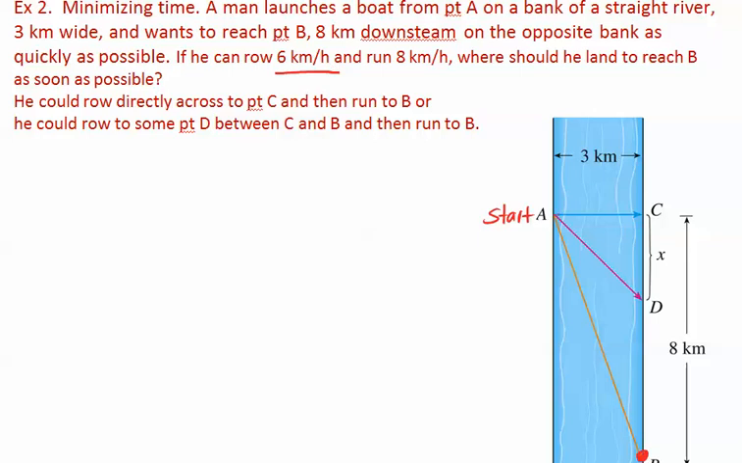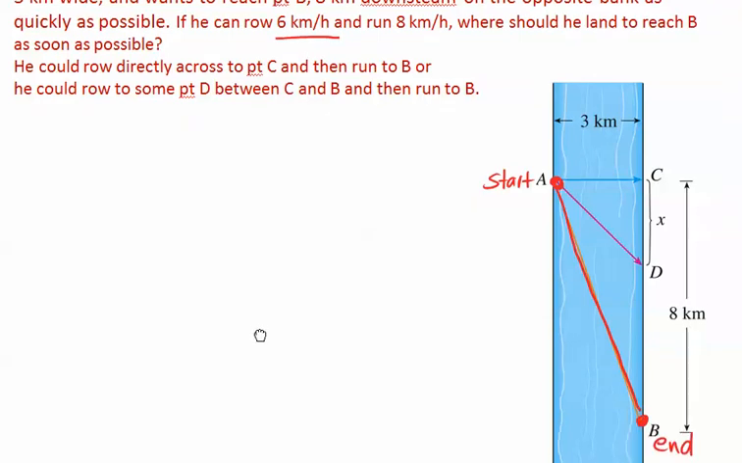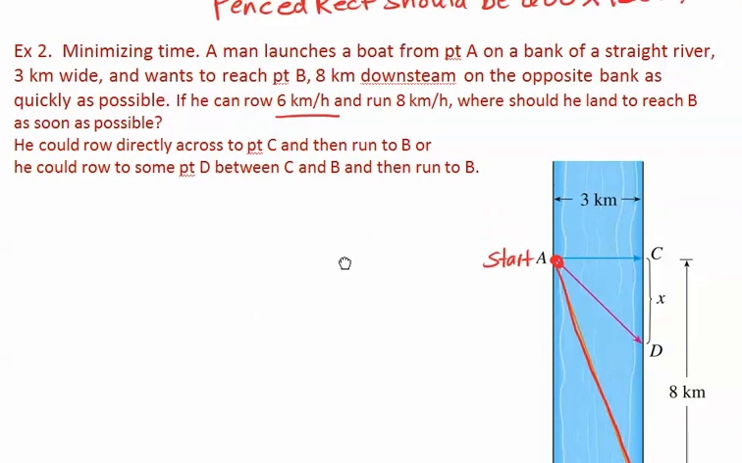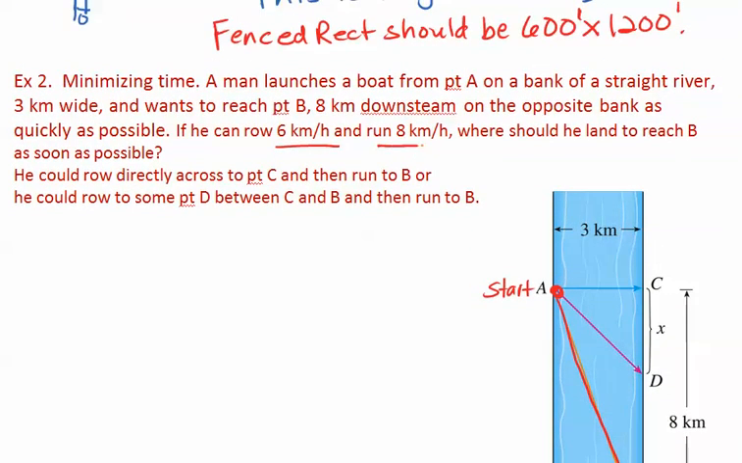So, of course, an obvious idea would be for him to get in his boat and row all the way from A to B. So that would be his first option, to row all the way from A to B. But he knows that he can actually run faster than he can row. So that's not his only option.